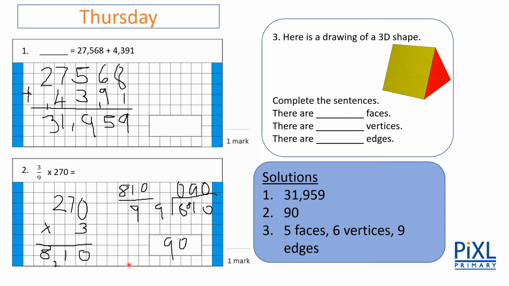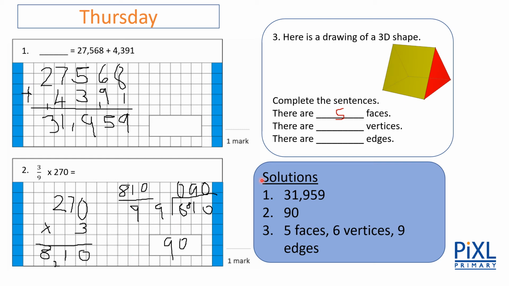Right, our last one. Here is a drawing of the 3D shape. Complete the sentences below. We're having a look at our faces first. So here are our faces. As you can see, I've got 2 faces on the end of my triangular prism. And I've got 3 faces around it. 2 add 3 gives me 5.